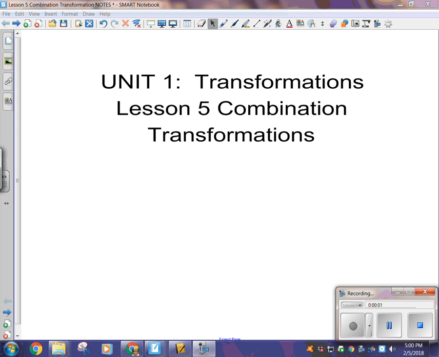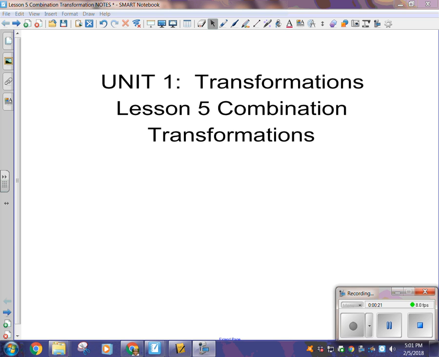All right, this is going to be lesson 5 in Unit 1 transformations. This is going to be on combination transformations. And when you do a combination or a composition, sometimes it's called a composition, it's actually when you put two or more transformations together. In other words, you may reflect it and then rotate it.